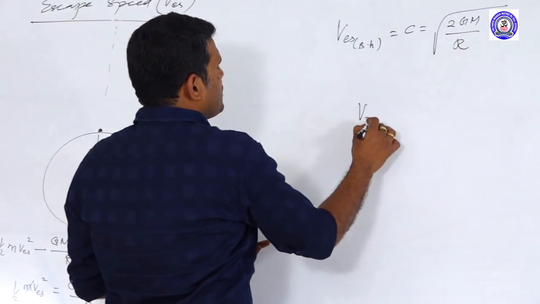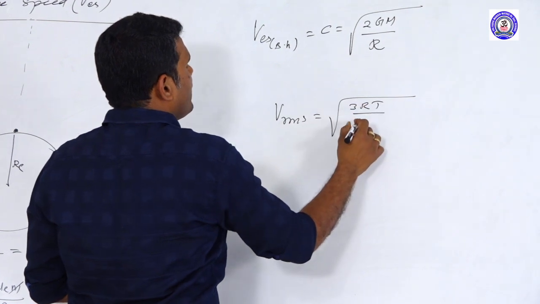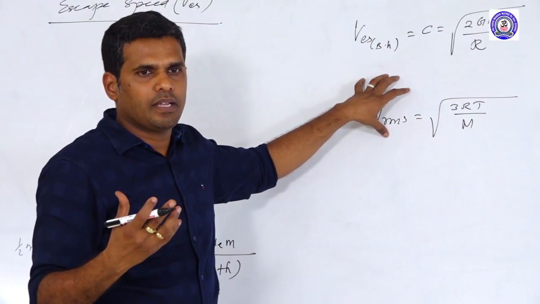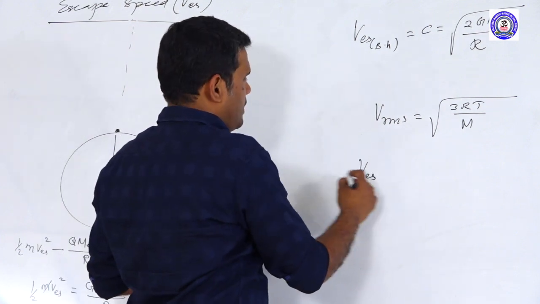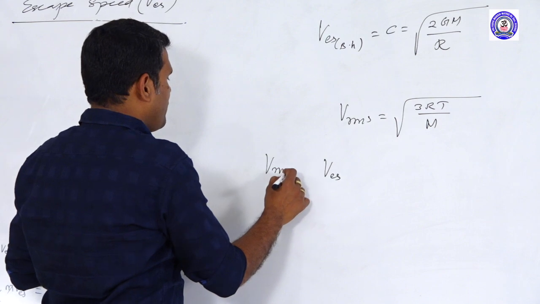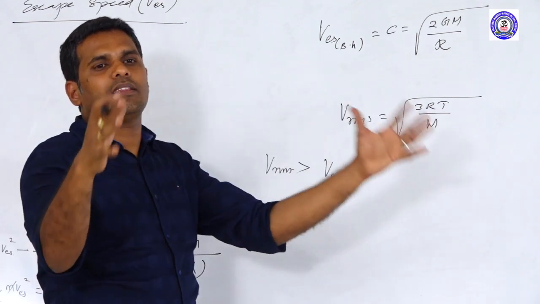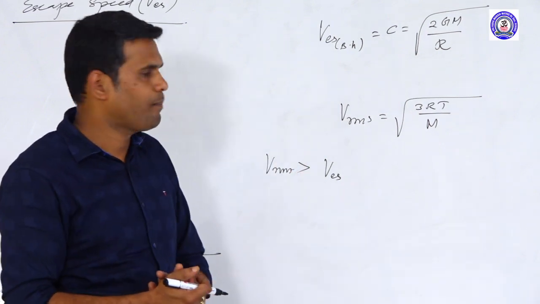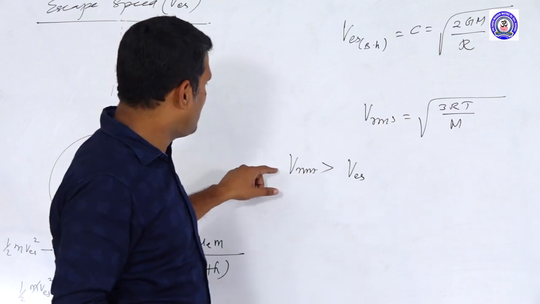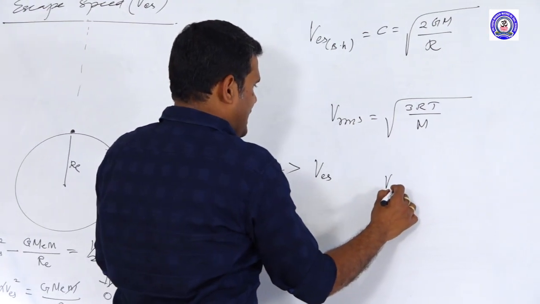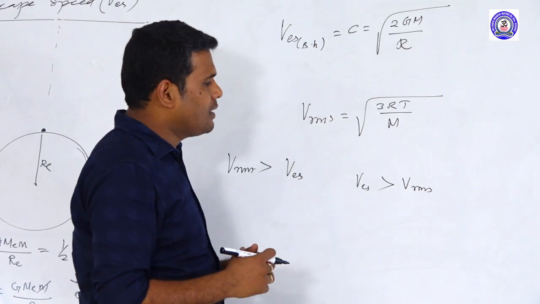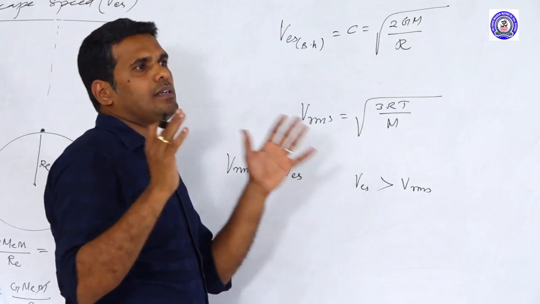Also, we know the expression for RMS speed: Vrms equals root of 3RT divided by m. This is the RMS speed of gas molecules. If the RMS speed of gas molecules is greater than the escape speed, no molecule will stay in the atmosphere of the planet. It will escape out of the planet, leaving no atmosphere. On the surface of Earth, the escape speed is more than the RMS speed. So no molecule will escape out of the atmosphere of planet Earth. So Earth has an atmosphere.